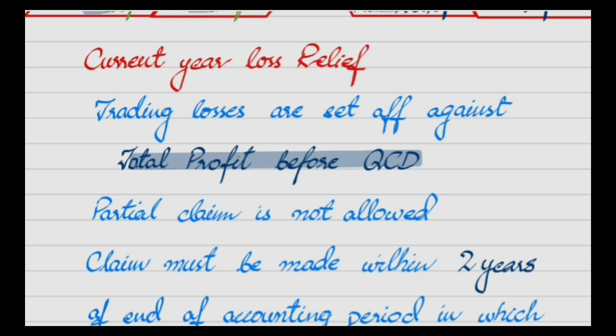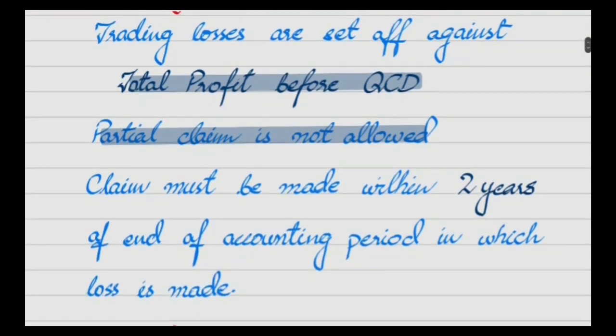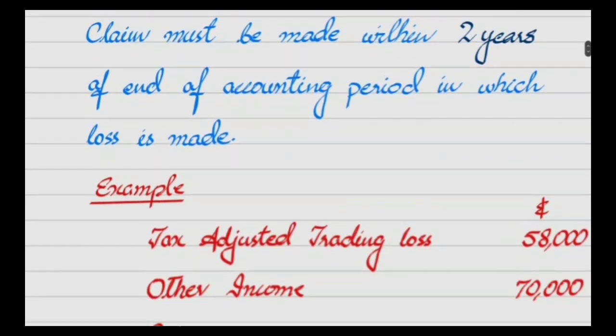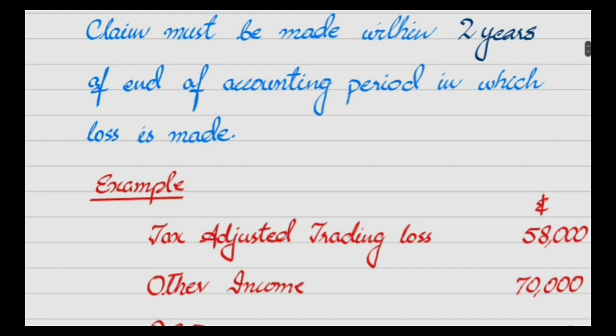So your total profit before QCD is the amount against which the trading loss is set off. Partial claim is not allowed, which means you cannot claim partially to save your QCD. The claim must be made within 2 years of the end of the accounting period in which the loss is made. So this is the period in which you can claim this.